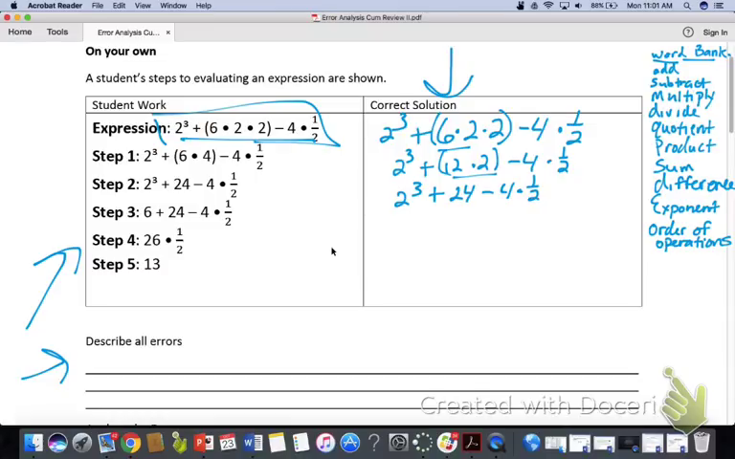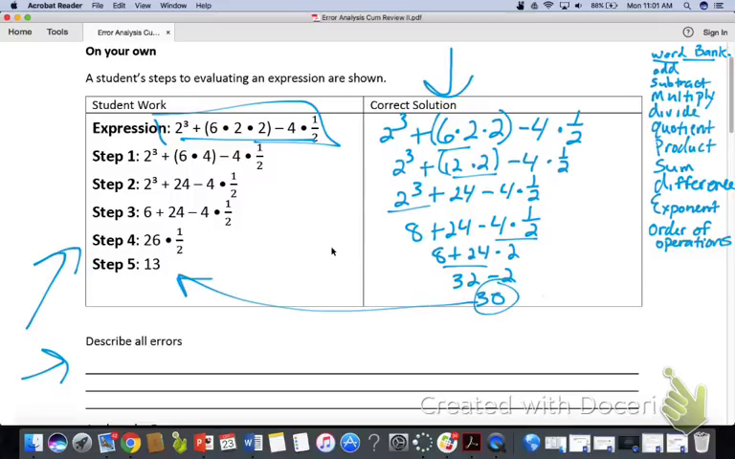The next thing you need to do is your exponent, which is 2 cubed, 2 times 2 times 2, which is 8. So 8 plus 24 minus 4 times 1/2. The next thing you would do is multiplying, okay? So 4 times 1/2 simply means half of 4, which is 2. So 8 plus 24 minus 2. Then we do adding and subtracting from left to right. 8 plus 24 is 32, minus 2, and 32 minus 2 gives us an answer of 30.